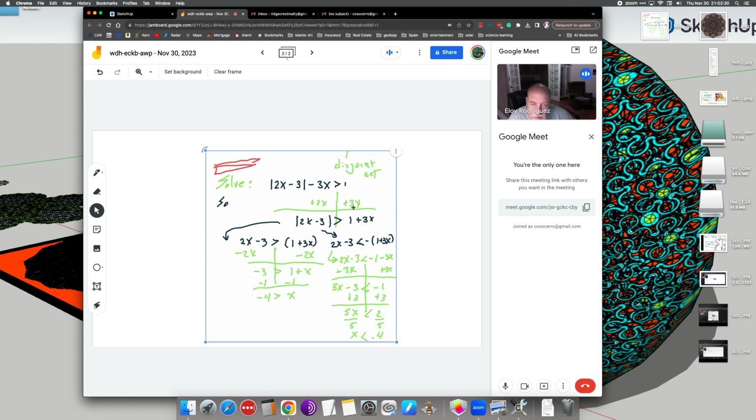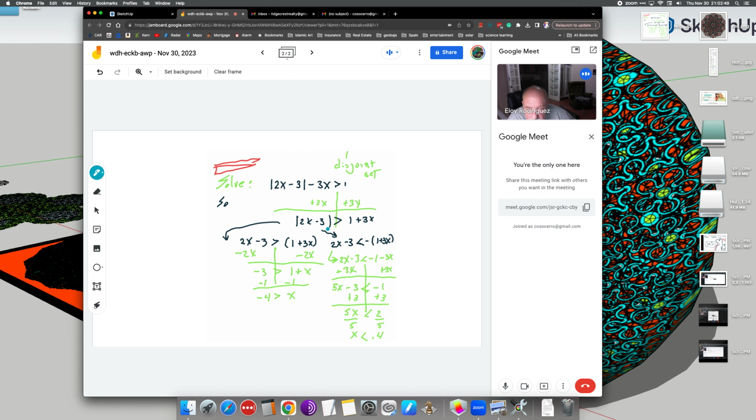What I did is I just got it so I have the absolute value by itself on the same side, you see? So I added 3x to both sides, same problem. But remember now, we can write this two ways. How? With this inequality going this way, see it?